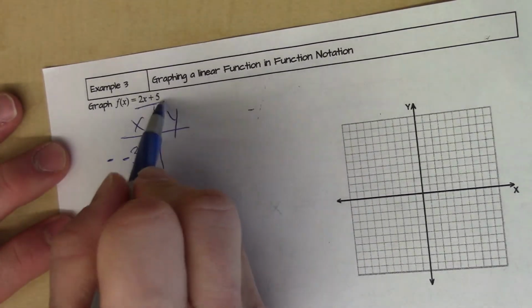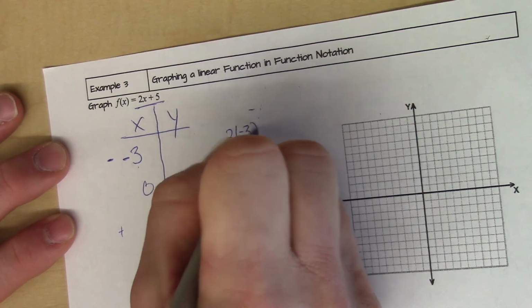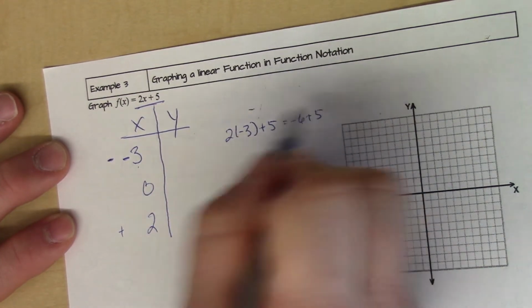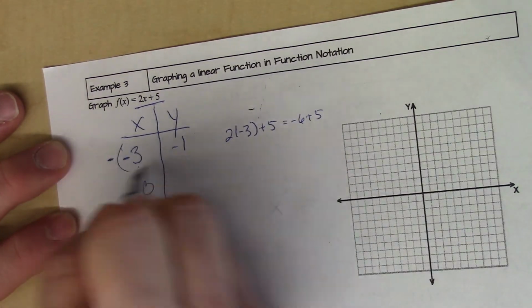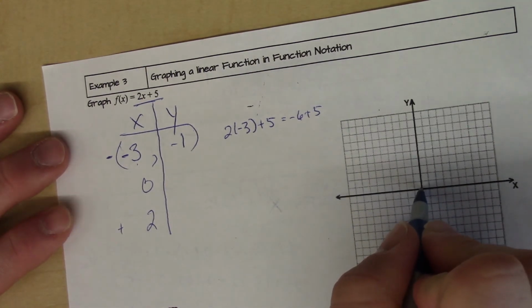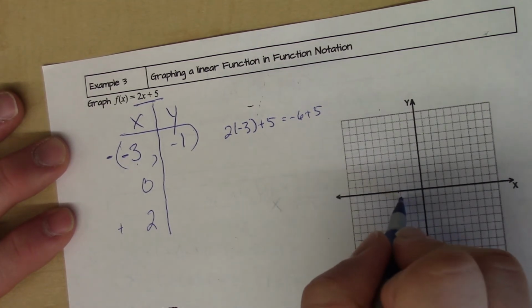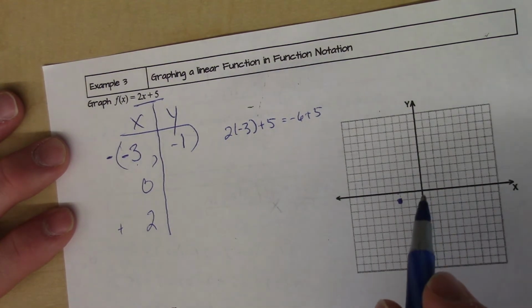Here's my equation. I'm going to plug in negative 3. So I'm going to get 2 times negative 3 plus 5, which is negative 6 plus 5, which is negative 1. So that gives me the point negative 3, negative 1. Look, we go to the graph. It's been a while since we've done this, but over 1, 2, 3 to the left, and negative 1 means 1 down, and I put a dot. Now keep in mind, these are linear functions, so this should form a line. If it doesn't, I did something wrong.